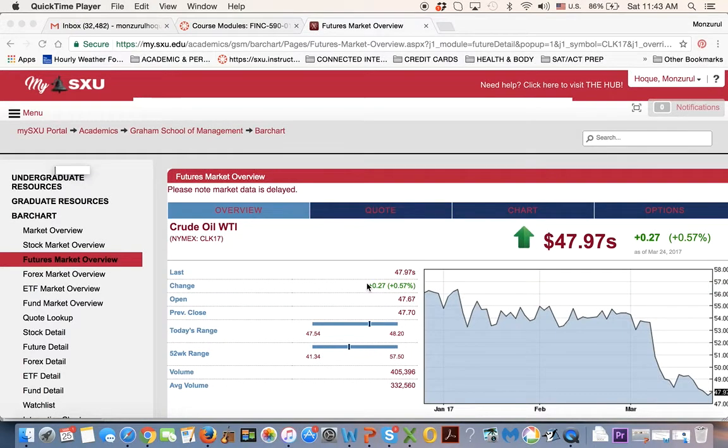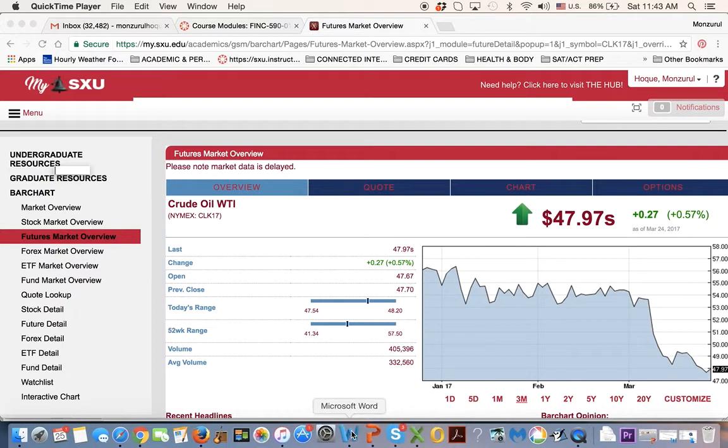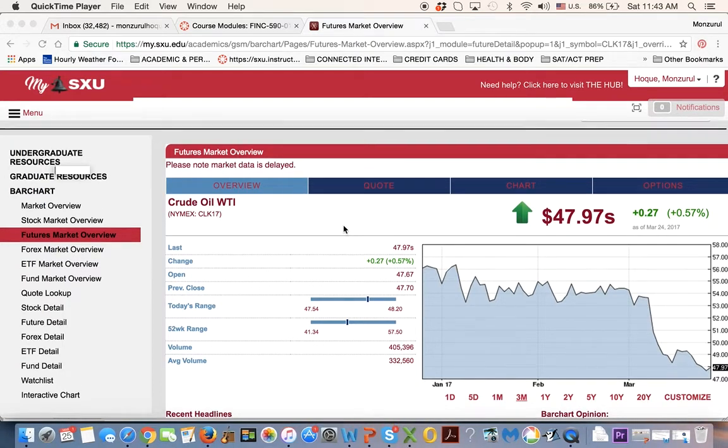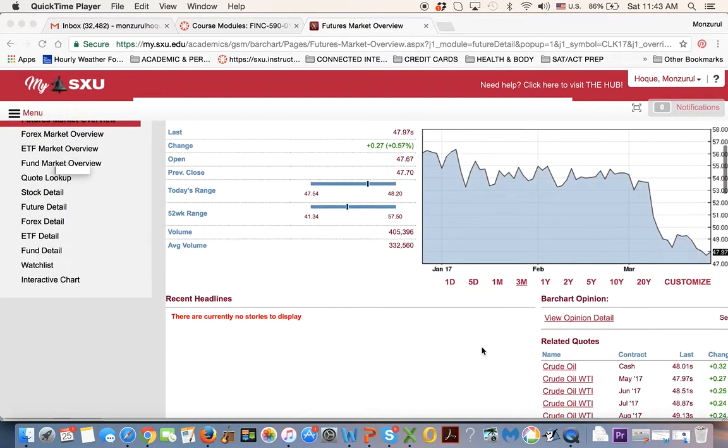This is with regard to your homework 3, where you have to create a basis chart. So I go to the usual bar chart page, and you see crude oil, WTI, and then you go here and you see crude oil, and this is cash or spot, and this is crude oil nearby contract May 17. So I need to get the quotes for them.